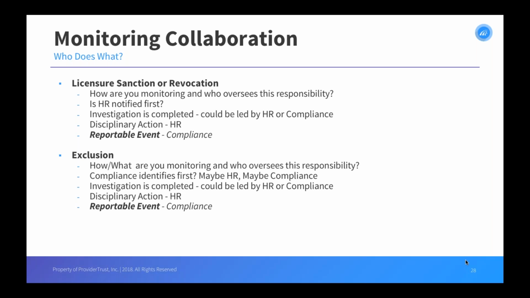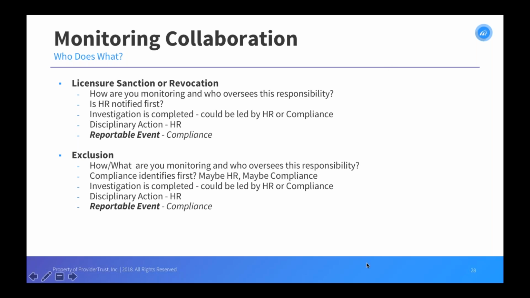Who's going to lead the investigation? Is it going to be initially led by HR? If compliance finds out about the exclusion, they're likely going to circle back with HR to find out a little bit more about the person, what role they have in the organization, how long they've worked there, that sort of thing. So HR is really going to have to share a lot of information for compliance to do that. Again, disciplinary action will be managed by HR, and then the reportable event will be wrapped up by compliance. But these are good examples of how important collaboration is between the two parties when it comes to license and exclusion monitoring.